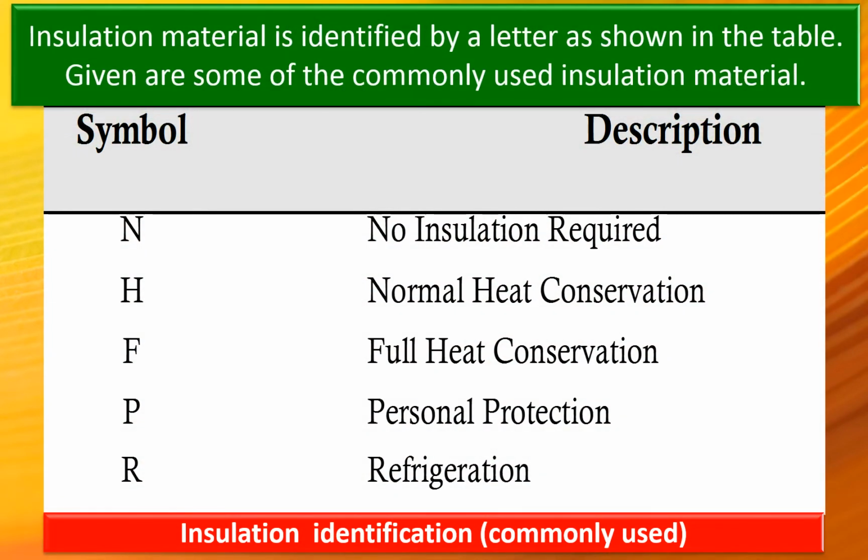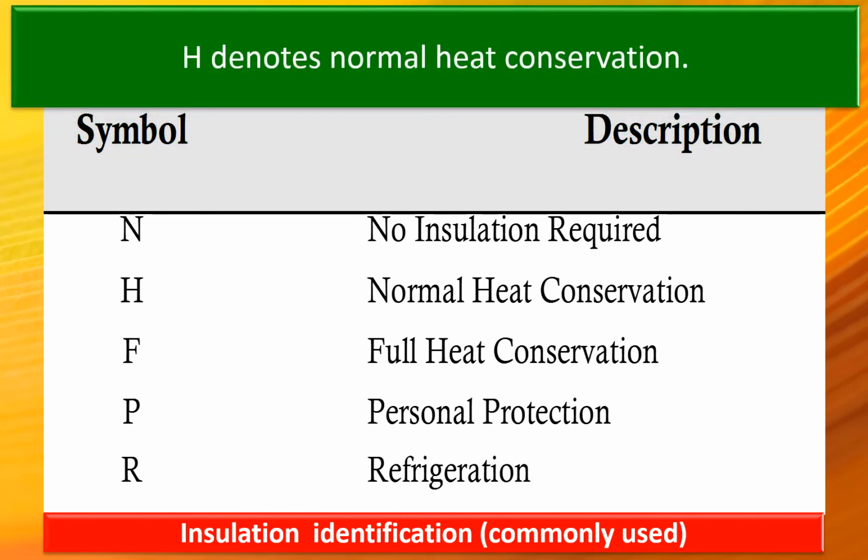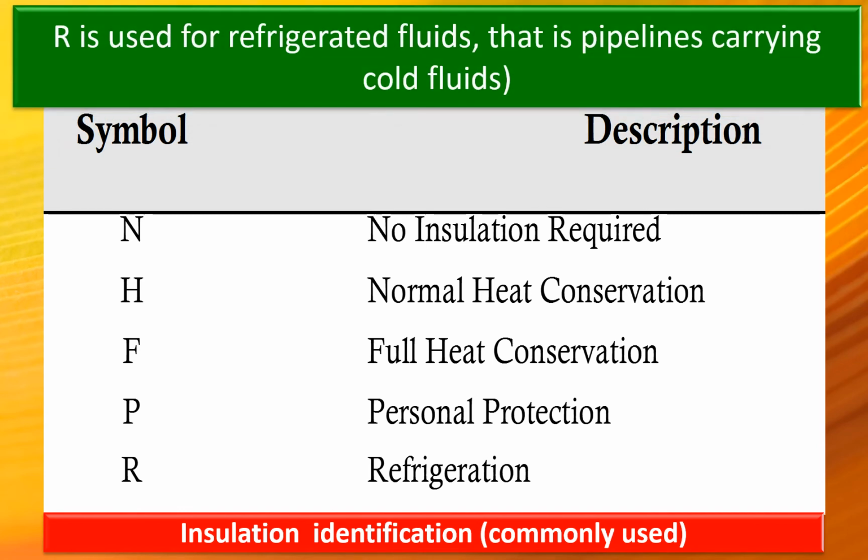Insulation material is identified by a letter as shown in the table. Given are some of the commonly used insulation material. N is used when there is no insulation on the pipeline. H denotes normal heat conservation. F represents full heat conservation. P stands for personal protection, that is for safety of the personnel. R is used for refrigerated fluids, that is piping carrying cold fluids.